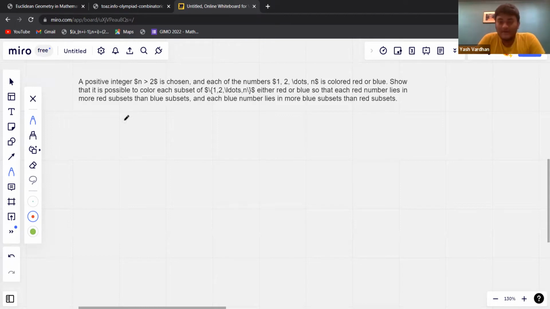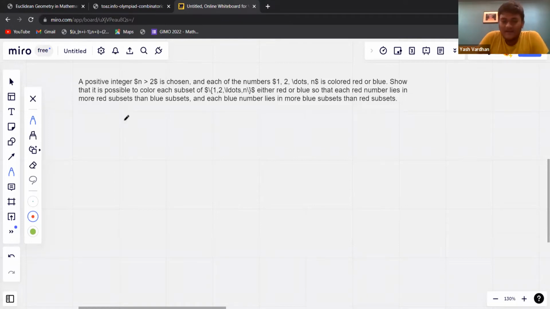So, okay, the problem statement is nice. Basically, if we look at, say, the case where there is only one red number, then there are 2 to the n minus 1 subsets it belongs to. And so we'd want that 2 to the n minus 2 plus 1 subsets, at least that many subsets, should also be blue.